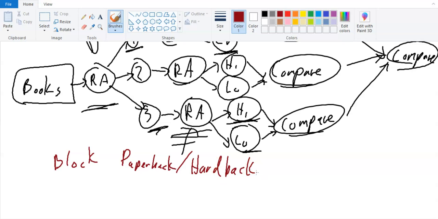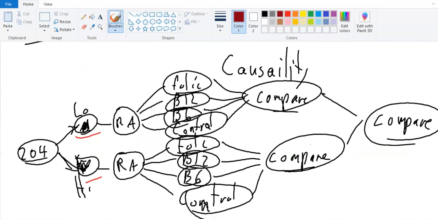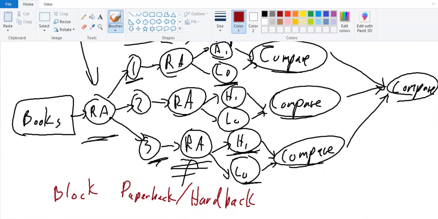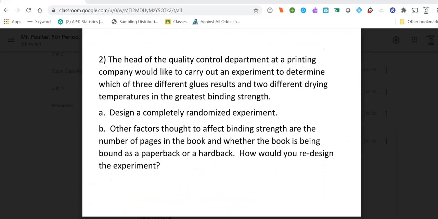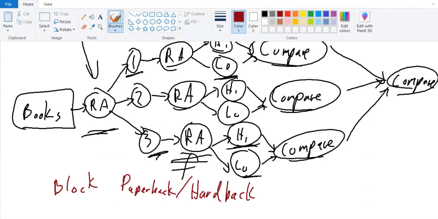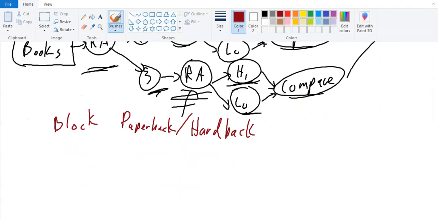So I can say I'm going to separate all my books into paperbacks and hardbacks and then go through this entire process just like we did up here when we separated into low and high estrogen. And that would take care of the paperback or hardback question. Now, we can do this again for the number of pages.